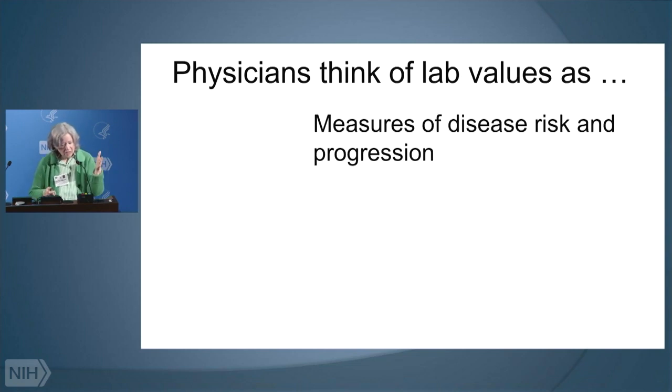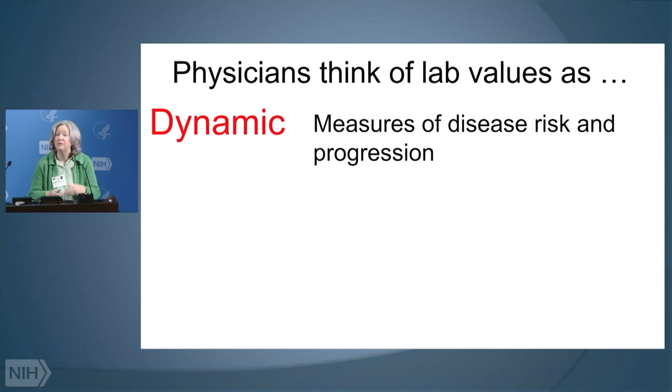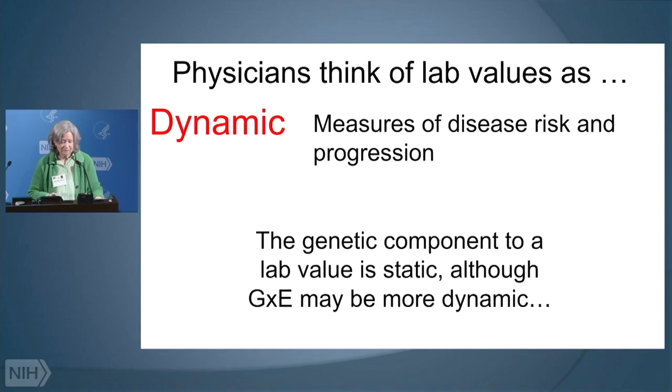And why is this a problem? Because physicians think of them as really dynamic measures of disease risk and progression, and that's how they are used, as primarily dynamic measures of what's happening right now in this system. And the genetics is static. The genetics is anchoring people at some part of that distribution and trying as hard as possible to keep them there. And that's why it's actually a drag on the dynamic part of these measures.